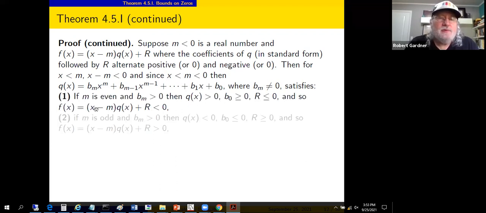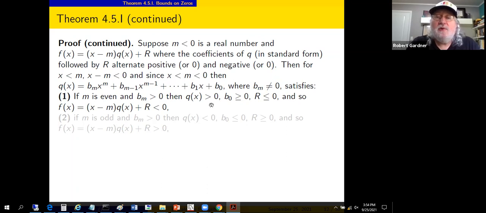Okay, first, suppose m is even and b sub m is positive. So that's the first case. We're going to play with even oddness of m and positive negativeness of b sub m. And that's where the 4 cases will come from. M is even, b sub m is positive. M is odd, b sub m is positive. And then we'll do even and odd with b sub m negative. So we'll get a total of 4 cases. Let's spend the bulk of our time on this first one. The other 3 will be similar.